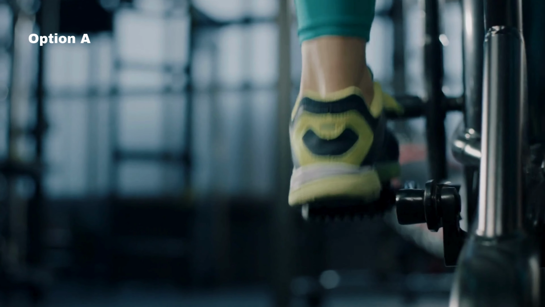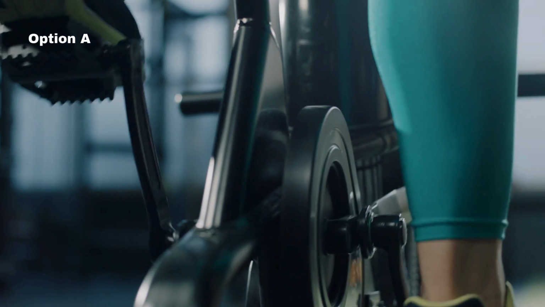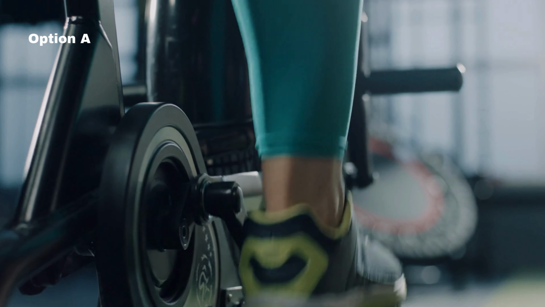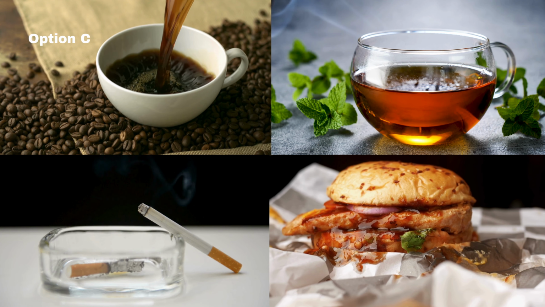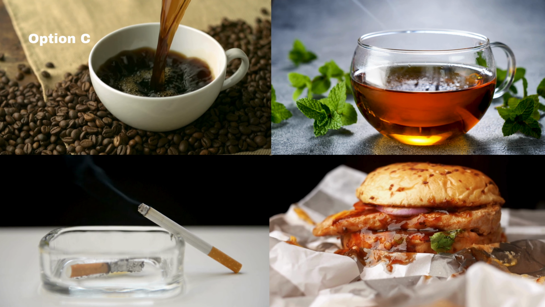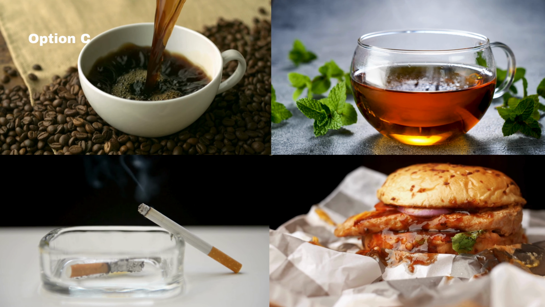Option A, being ambulatory, maintaining regular physical activity, is actually recommended. It reflects the patient's real-world glucose usage. Option C, avoiding food, caffeine, and smoking for 8 to 12 hours before and during the test is mandatory. These can interfere with glucose metabolism and insulin response.